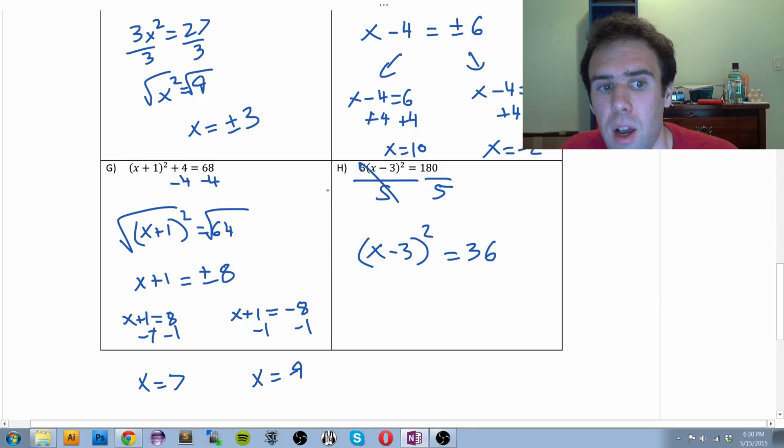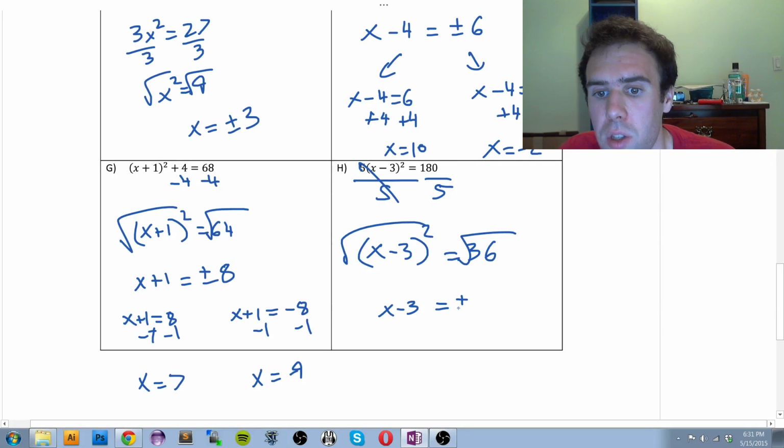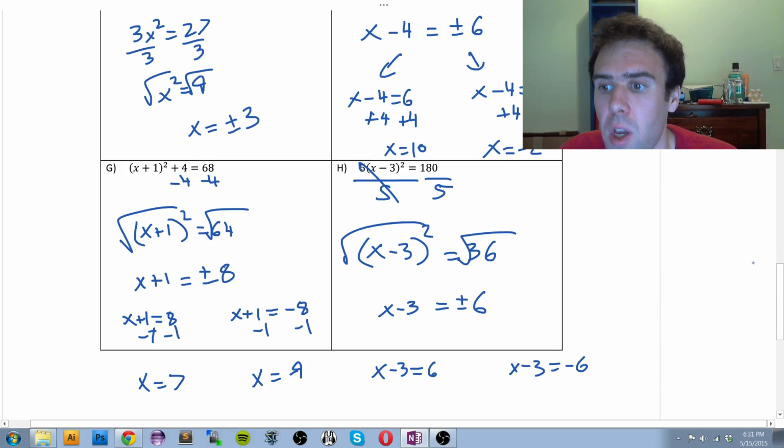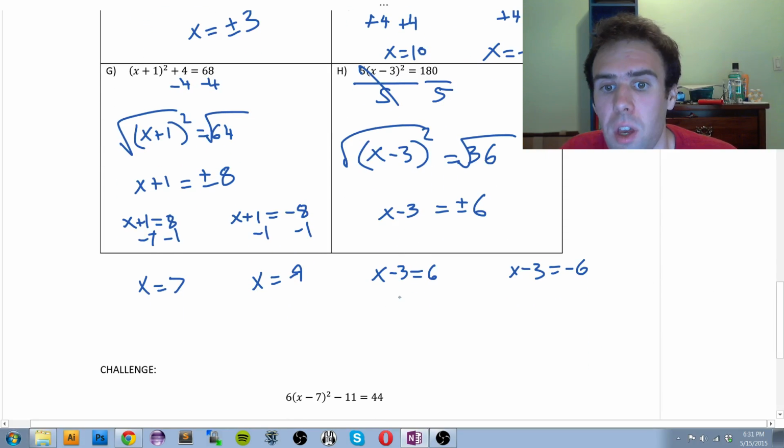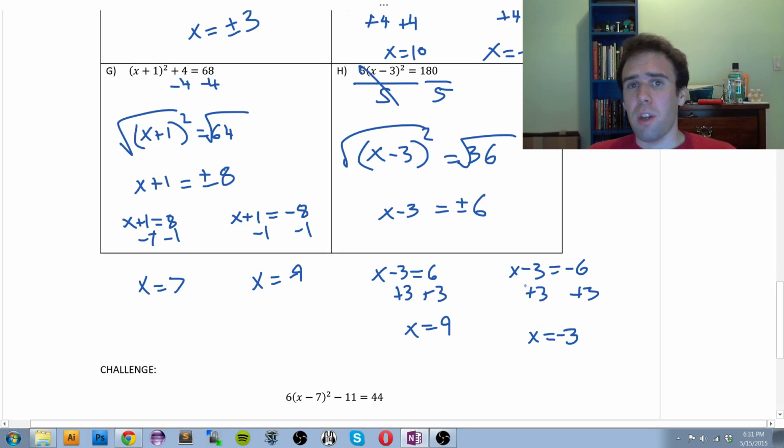Notice how now it's just like G, which was just like F, by taking that 5 and dividing it on both sides. Now if I square root it, you should notice that again the numbers are repeating. We get plus or minus 6, which breaks it into the two situations. It could be the positive 6 or it could be the negative 6, but either way, in both instances I should add 3 to both sides, giving me that x would be 9, or if I add 3 to this one, we'll get separately that x would have been -3. So there you have it.